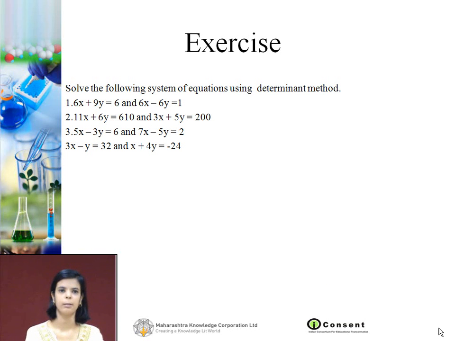Here are some exercises. Solve the following system of equations using the determinant method. First one is 6x plus 9y is equal to 6 and 6x minus 6y is equal to 1. Next one is 11x plus 6y is equal to 610 and 3x plus 5y is equal to 200. Next one, 5x minus 3y is equal to 6 and 7x minus 5y is equal to 2. And last one, x minus y is equal to 32 and x plus 4y is equal to minus 24.